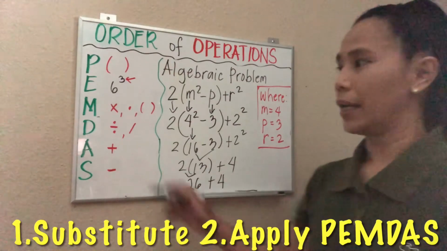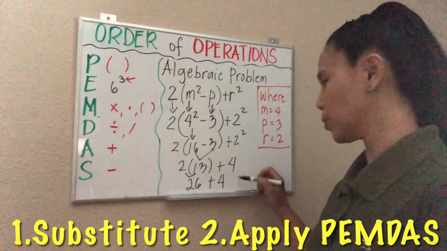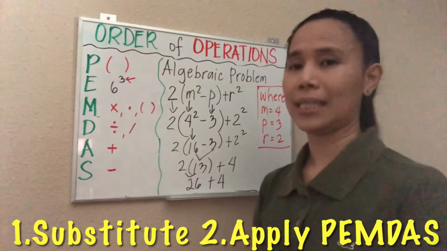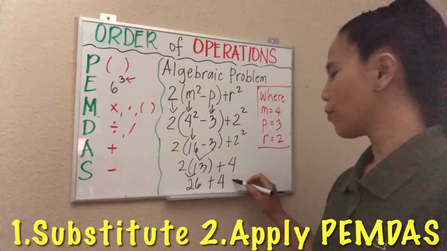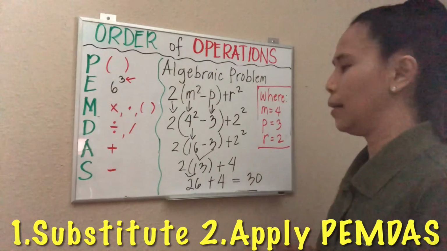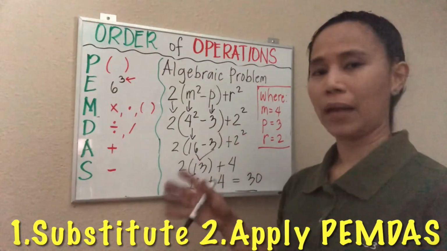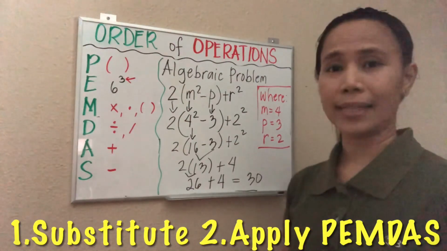And our next step would be division. However, since we don't have division here, we can go along with the next step, which is addition. So 26 plus 4 is equal to 30. And now we don't have any other operations. We don't have subtraction or any other thing, so our final answer is now 30.